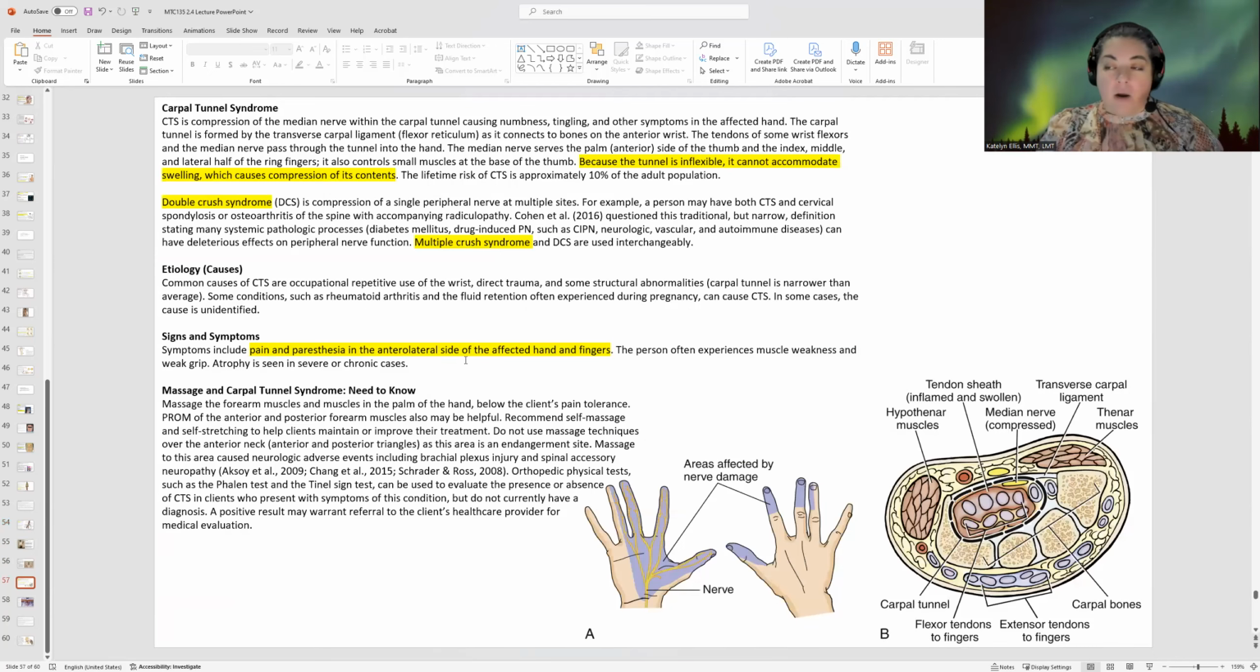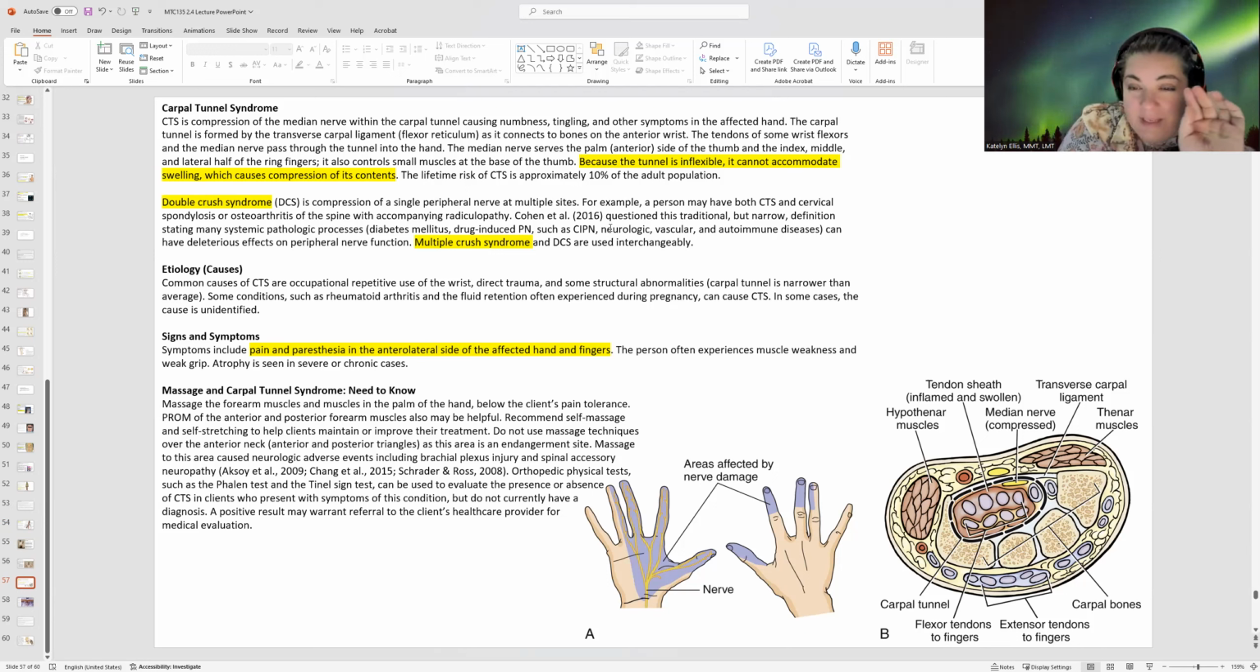Carpal tunnel syndrome. This is a common one. First of all, carpal tunnel syndrome is compression of the median nerve within the carpal tunnel. It causes numbness, tingling, and other symptoms in the affected hand. The tunnel is formed by the transverse carpal ligament, the flexor retinaculum, and it connects the bones on the anterior wrist.